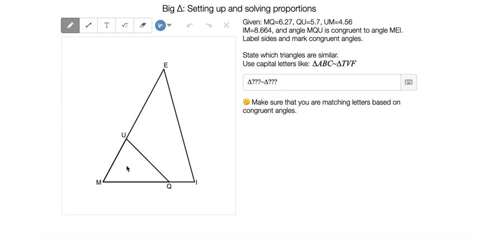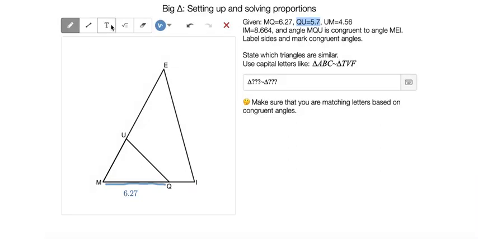In the figure, there's a small triangle and a big triangle, and we have some given information that we should transfer. MQ is 6.27. MQ is a side in the small triangle. I'll use blue for the small. So down here we have 6.27, and it's not the whole thing, it's just from M to Q. Then from Q to U is 5.7.